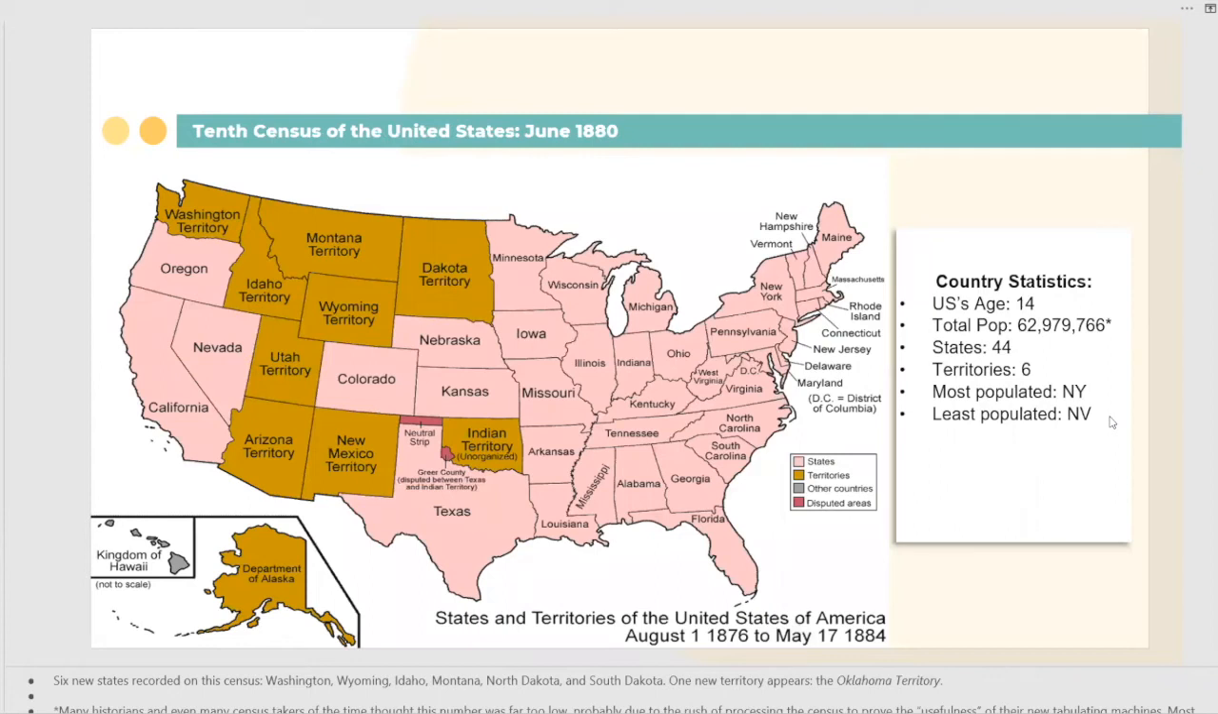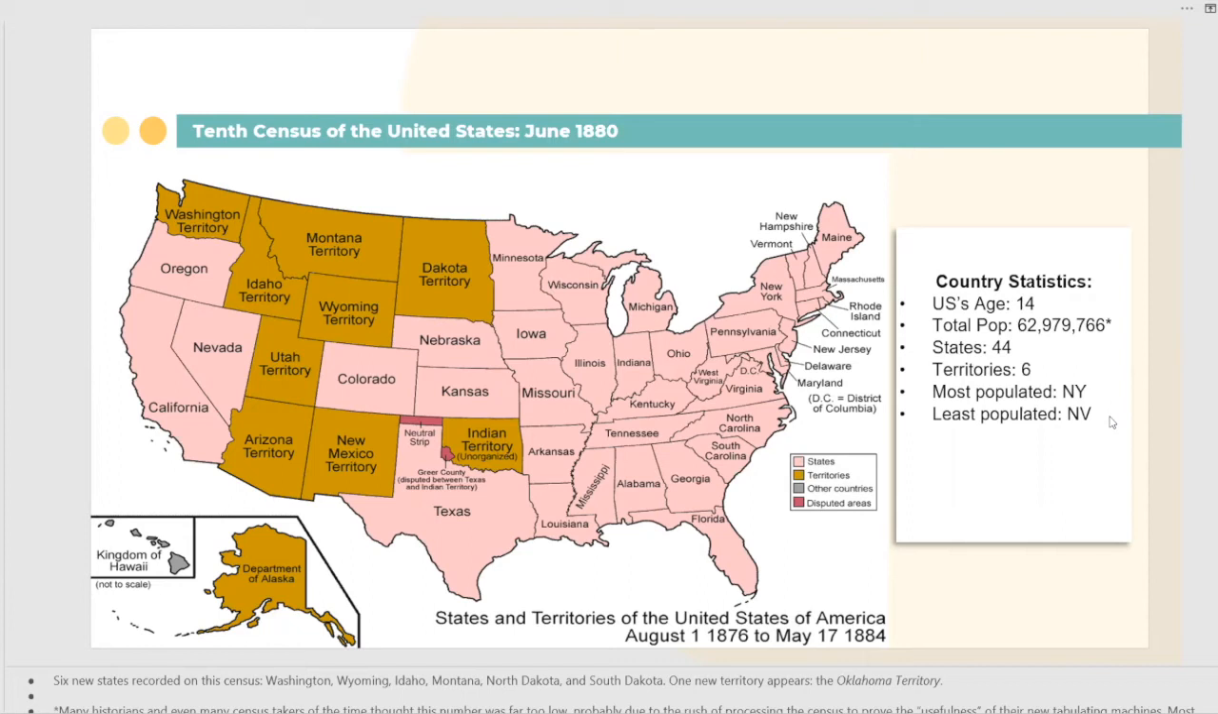So now we're going to look at 1880. There are a lot of really good changes on this census. So this is one of those things that I kind of wanted to, like the 70, dive a little deeper into, and then we're going to skip over some of the ones that don't change as much. 6 new states recorded on this census: Washington, Wyoming, Idaho, Montana, North and South Dakota, and the Oklahoma Territory has appeared here, although it's not marked on this map, and I don't know why.